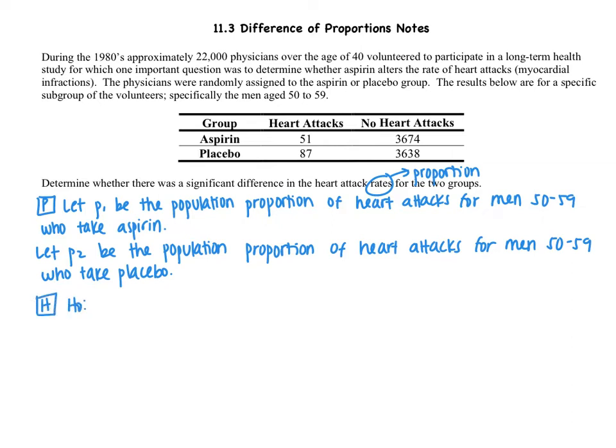For our null, per normal, we're going to assume that there's no difference in the heart attack rates. So I'm going to assume that P1 is equal to P2. And we want to know, is there a significant difference? So we want to know, is there evidence that P1 is not equal to P2? So this is how I showed you before to write the null and the alternative. As a reminder, this is another way, and this is how you're going to see it written in the book. So I don't care which notation you use, the blue or the green, but just know that you could see it the other way as well.